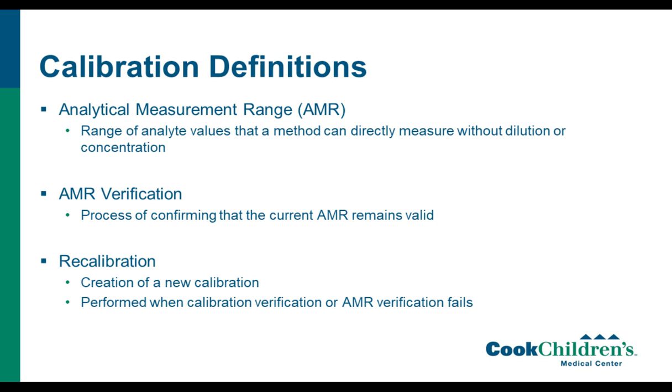And then there's recalibration, which is where you're creating a new standard curve, following that initial calibration procedure we talked about. This is performed when either your calibration verification or your AMR verification fails. Again, if you have an instrument where you have to create a standard curve each day of testing, these QA measures are not going to apply to you.